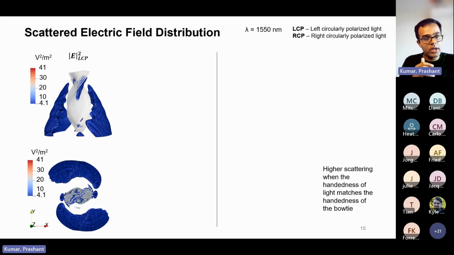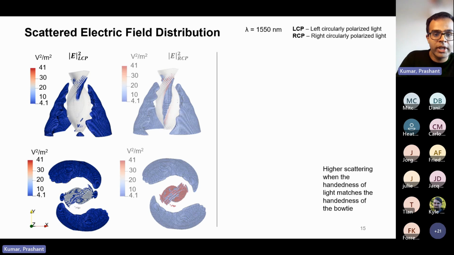So the blue curves or the blue regions that you see is basically the scattered field that is present around this model when the left circularly polarized light is hitting the structure. And the model itself is right-handed in nature. Now what happens when right-handed circularly polarized light hits this right-handed bow tie?